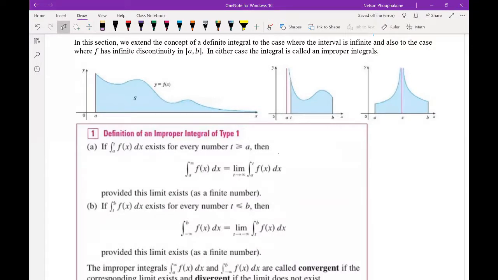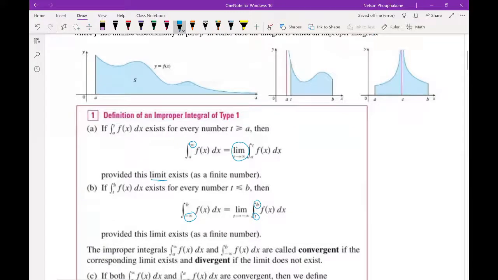If we have the integral from a to t of f of x dx, for every x greater than or equal to a, then to evaluate from a to infinity of f of x dx, we take the limit as t approaches infinity of the integral from a to t of f of x dx, provided the limit exists. Same idea if I want to go from negative infinity to b: we take the limit as t approaches negative infinity of the integral from t to b of f of x dx.